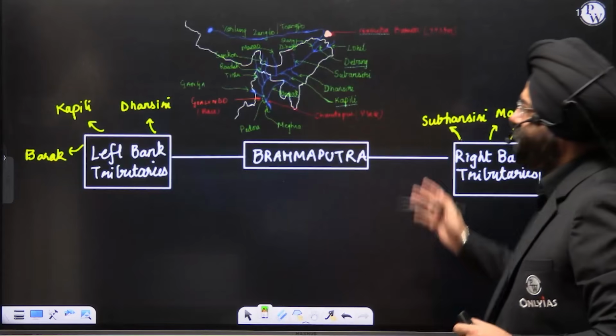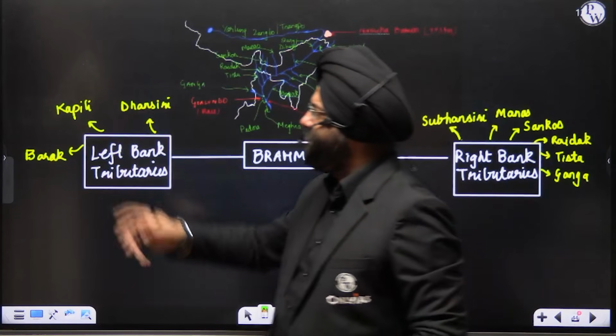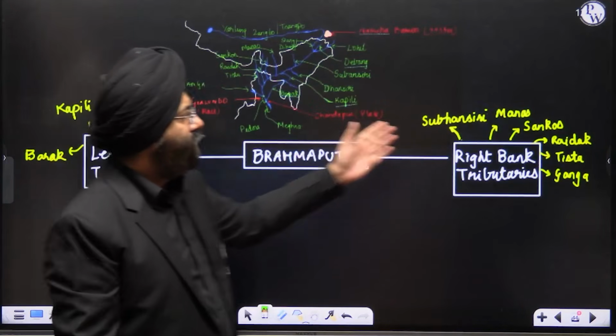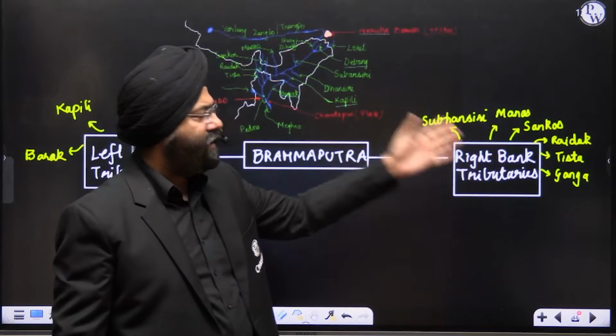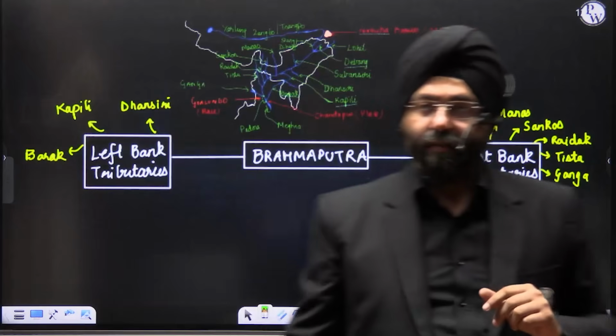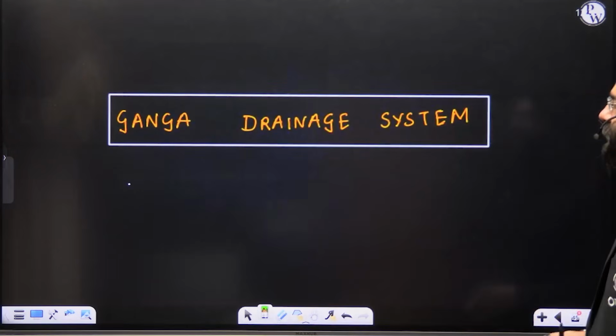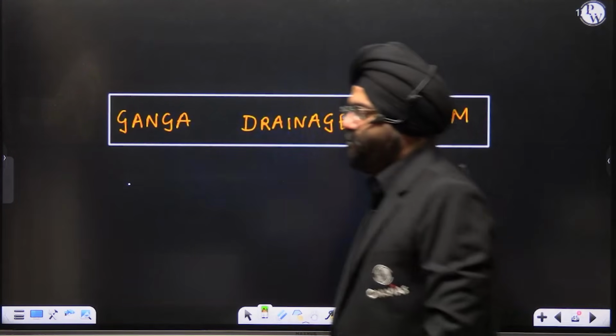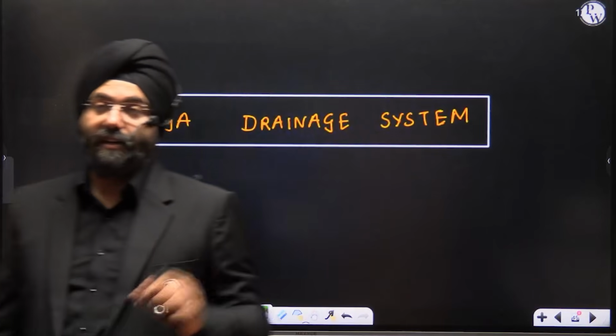Overall, if you see, Brahmaputra has various left bank tributaries: Dhansiri, Kapili, Barak. Right bank tributaries: Subhansiri, Manas, Sankosh, Raidak, Tista, and Ganga. So these are again a brief sum up of what we had studied. Clear, everybody? Okay. Now comes a very important drainage system, that is the Ganga drainage system.